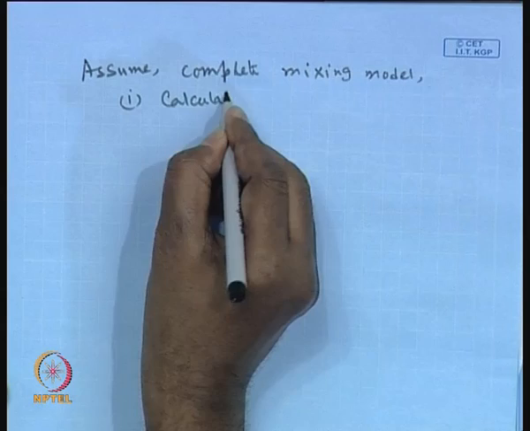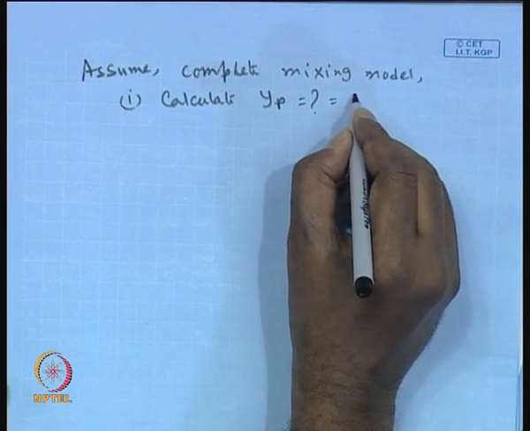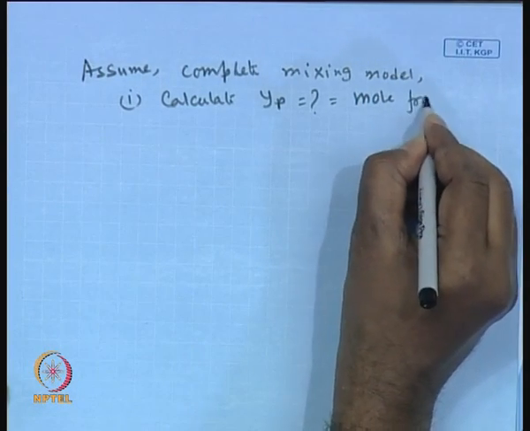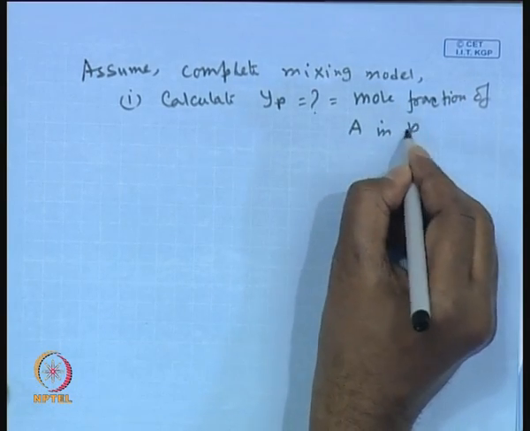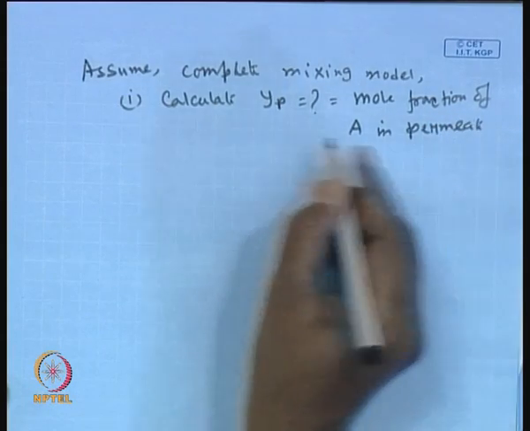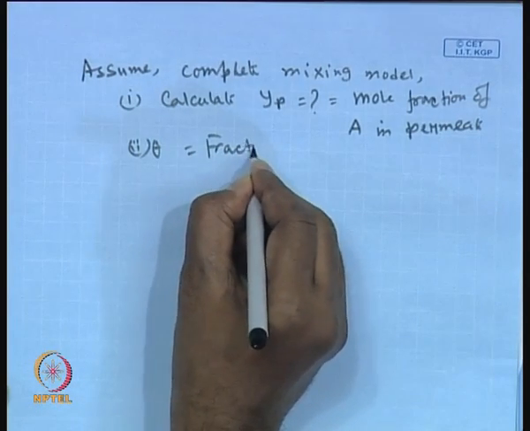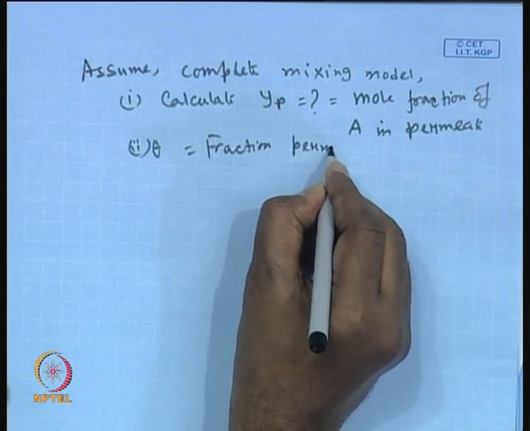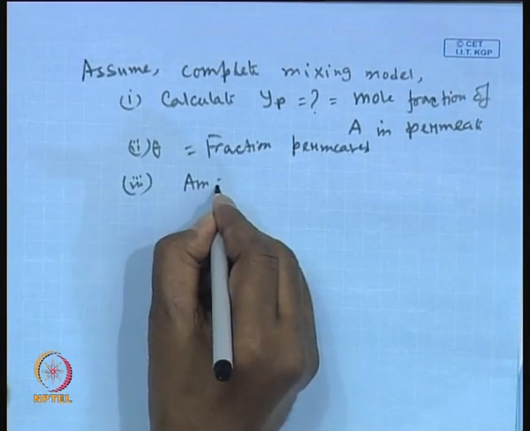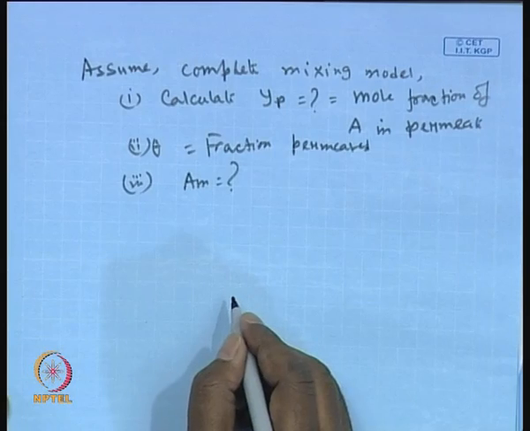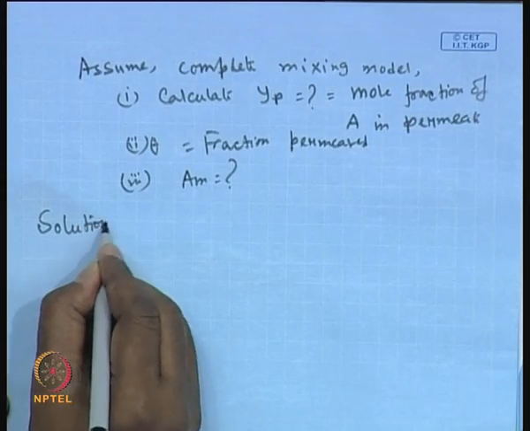Calculate Yp, that is the mole fraction composition in the permeate, mole fraction of A in permeate, theta, that is the fraction permeated, and third, the membrane area required for this purpose. Okay. So, let us look into this problem.